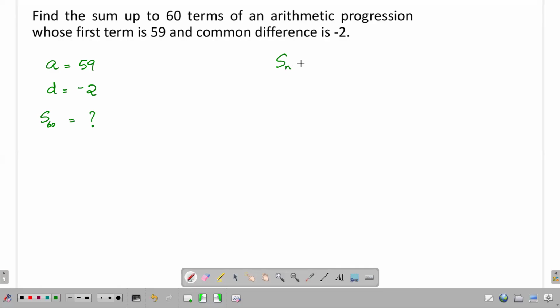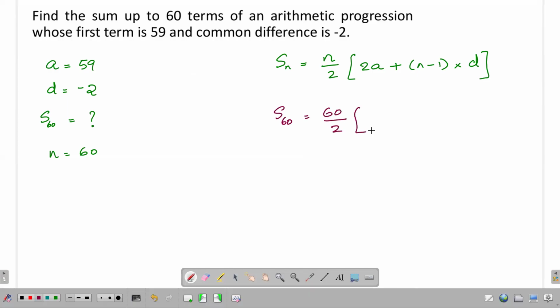Recall the formula. Sum to n terms of an arithmetic progression is given by n by 2 times 2a plus n minus 1 times the common difference. It comes like this. So we can see that here n is equal to 60, sum up to 60 terms, that's what is said, right? So let's go for it. Sum up to 60 terms is given by 60 upon 2 times 2 into 59 plus n minus 1 into d.